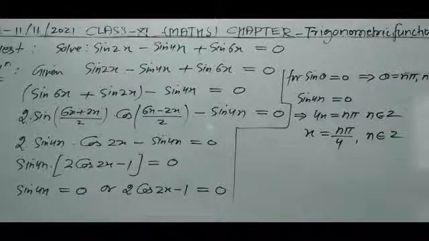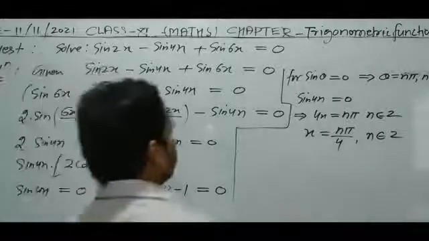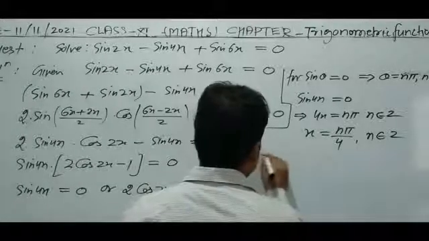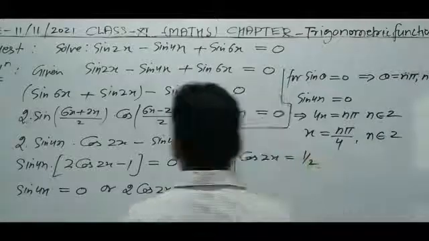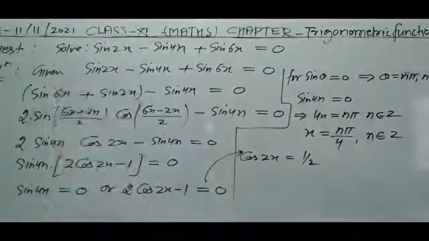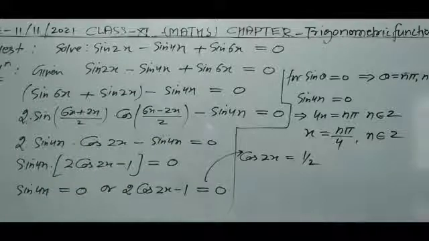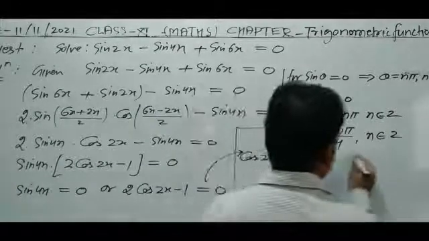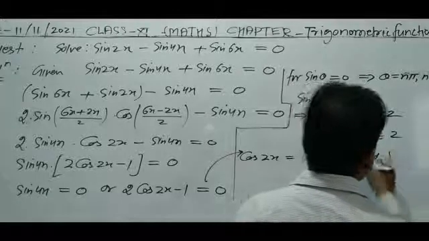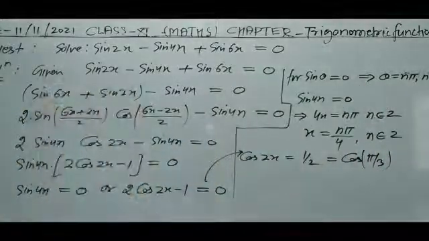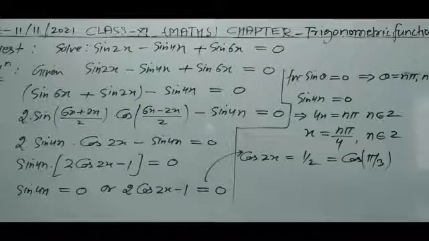Or the other solution will be cos 2x equal to 1 by 2 from this term. Cos 2x will be equal to 1 by 2. Now cos 2x is 1 by 2, so you know the cos value is positive. In which quadrant? First quadrant. And this one we can write cos of pi by 3, the cos 60 value. So cos theta is equal to cos alpha, then theta is equal to 2n pi plus minus alpha.